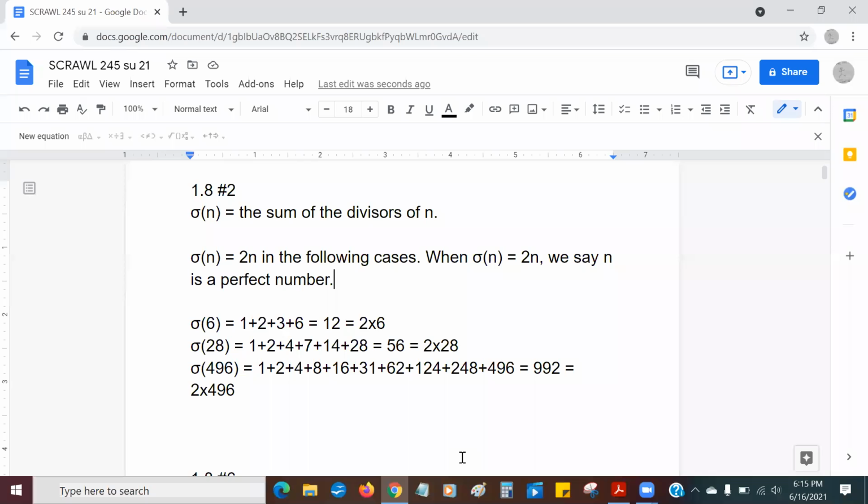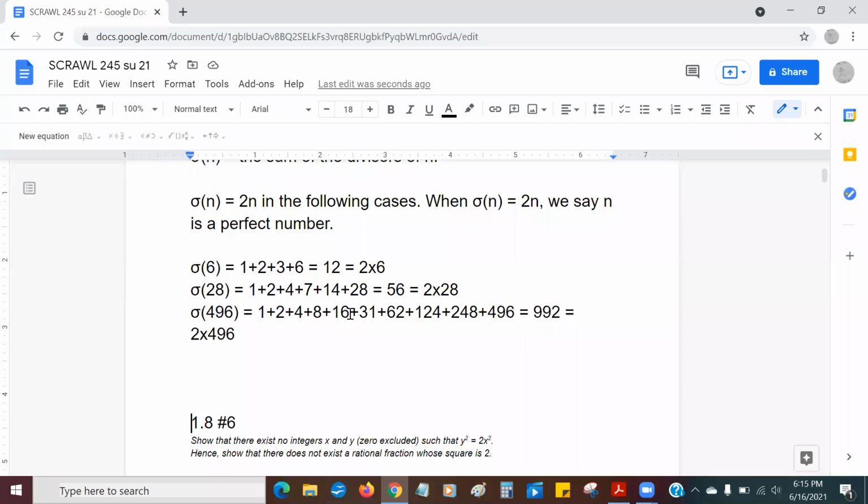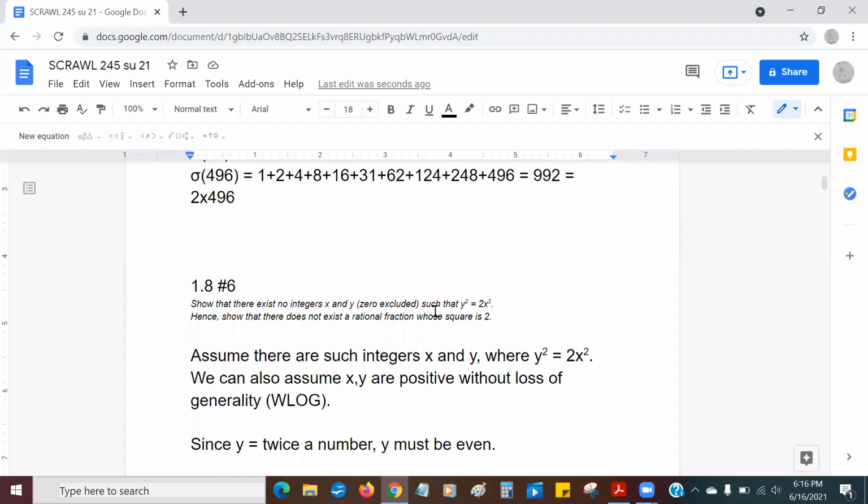Okay, problem number 6: show that there exist no integers x and y, 0 excluded, such that y squared equals 2x squared. Hence, show that there does not exist a rational fraction whose square is 2. Well, let's assume that there is such. Let's assume that there are 2 integers x and y, where y squared is equal to 2x squared.